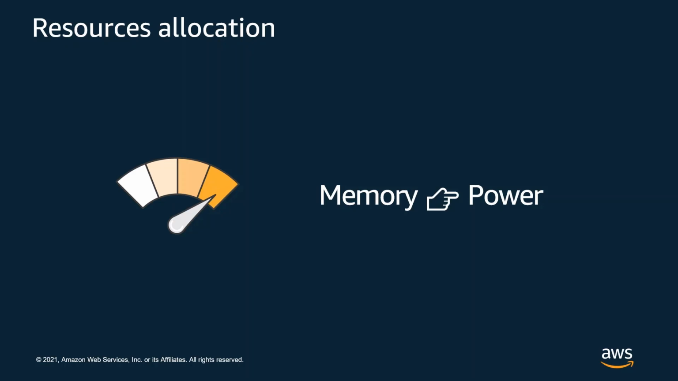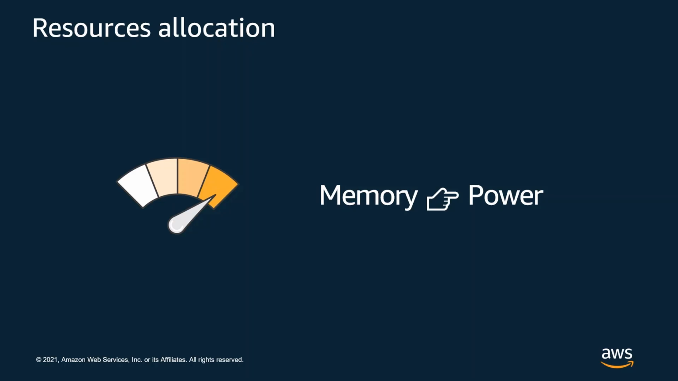But memory is more like power, because as you increase the memory, this proportionally increases the amount of CPU core and network capacity allocated to the function. And up to 10 gig of memory, you'll be allocated up to 6 virtual CPU cores.